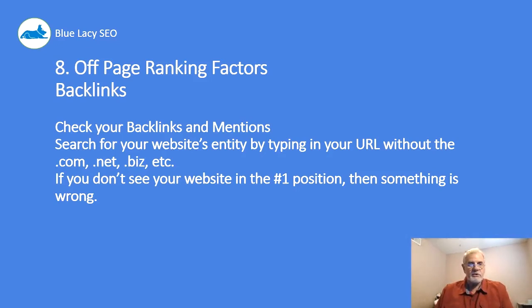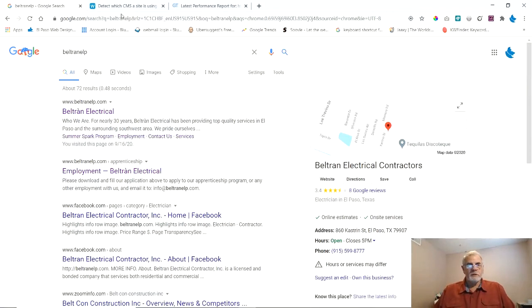So you can check your backlinks and mentions. The way you can do that is search for your website's entity by typing in your URL without the .com or .net or .biz or whatever it is. If you don't see your website in the number one position, then something is wrong. So let's go ahead and do that for Beltron Electrical. So here I've put in Beltron ELP without the .com, and their site shows up first, so that's good.